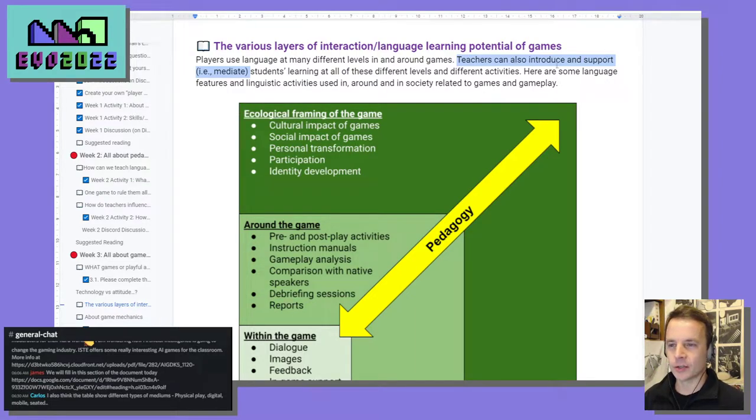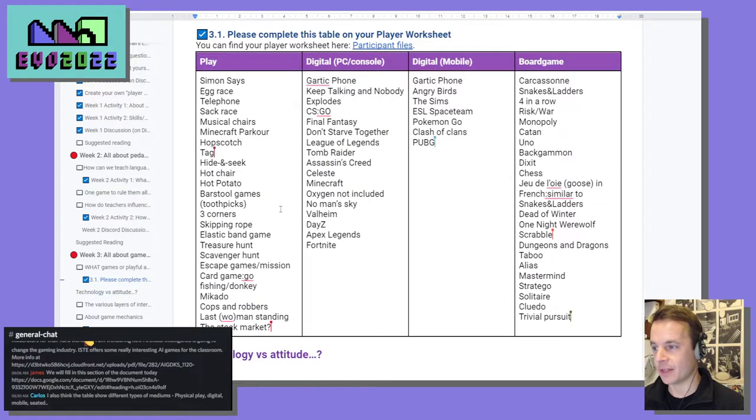So teachers can also introduce and support students' learning at all of these different levels and within different activities. So here are some language features and linguistic activities used in, around, and in society related to games and play. That wasn't a very nice sentence, but essentially we're looking at three layers of interacting with these activities here, any of these activities.